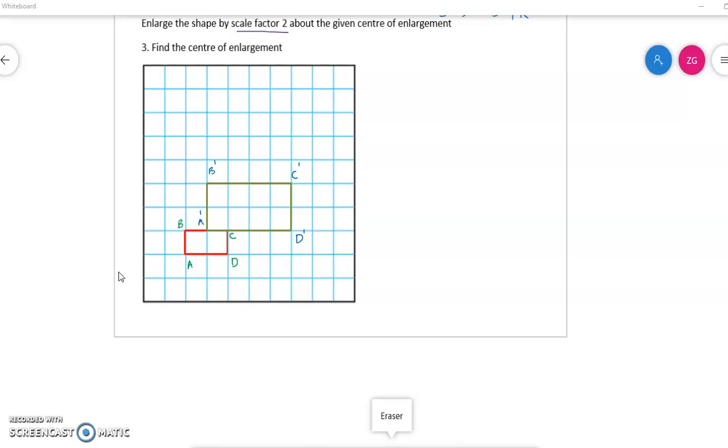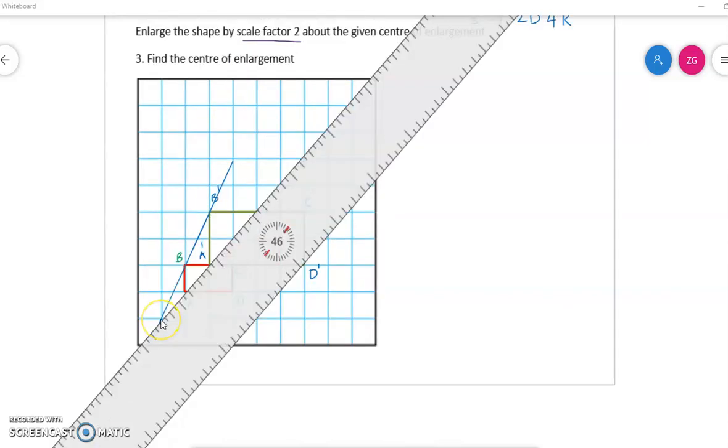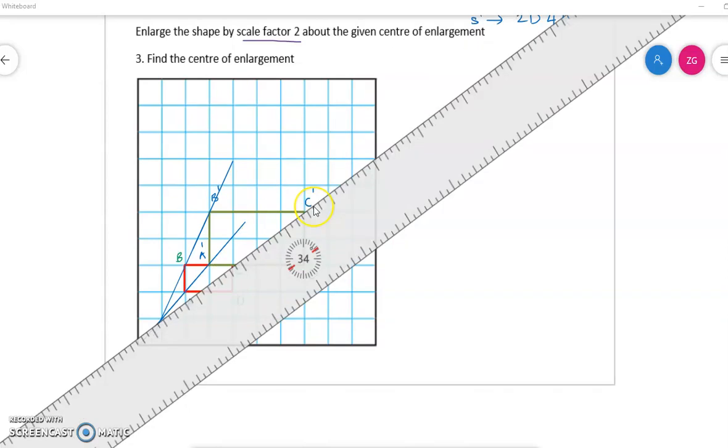So let's join B and B dash. So I'll draw a line here which is passing through point B and B dash. Okay. Now similarly we'll draw one more line passing through point A and A dash. On joining A and A dash, we see that the two lines are passing through this point here. So we'll join C and C dash also, and finally point D and D dash also.